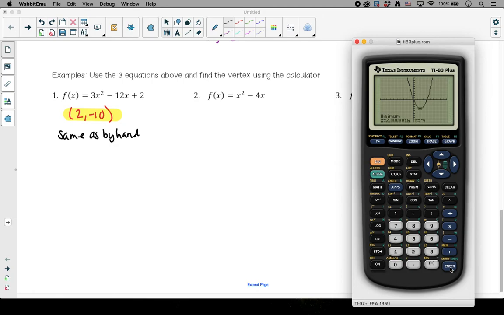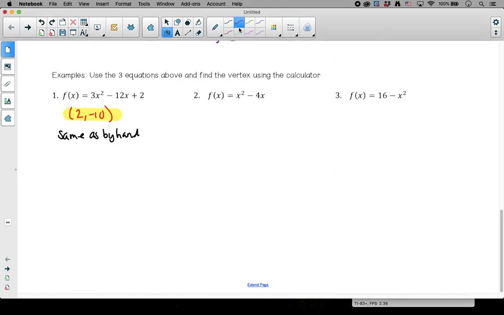It says that the vertex is at 2.000016. That's really at 2. And our y is at -4. So that is the same as what it is by hand. 2, -4 is the same as by hand.